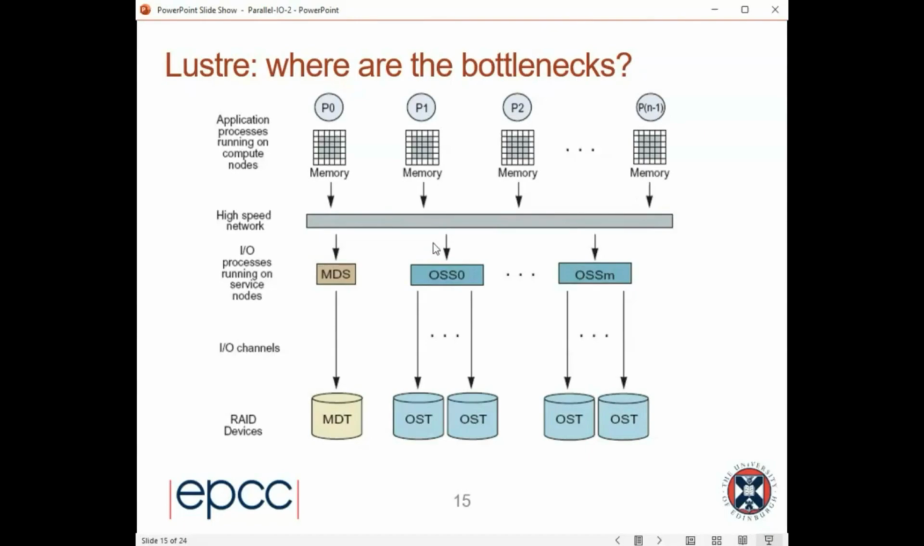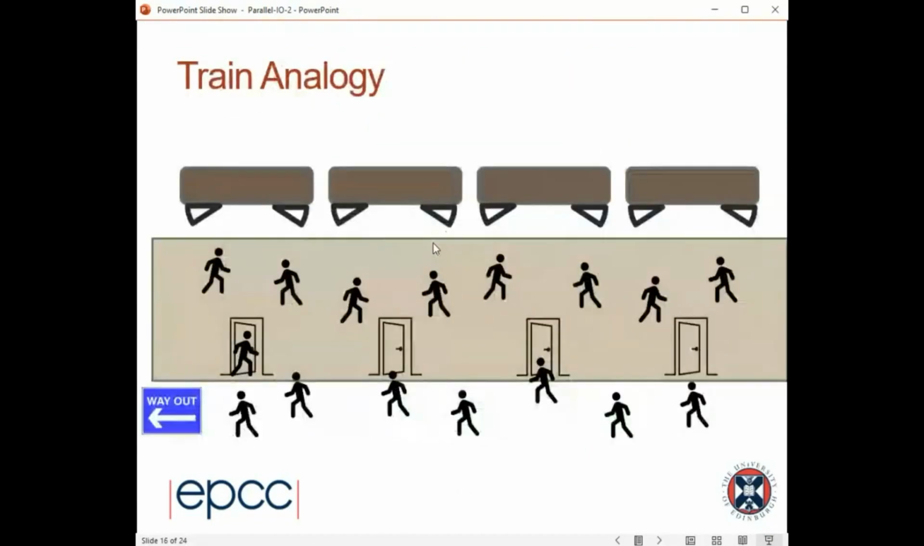I'm going to use an analogy of people leaving a train. I quite like analogies. You may not, but this is mine. These train carriages are our multiple compute nodes. So we have 4 compute nodes. Each compute node has multiple processes on it, and I've represented those by the exit doors from each carriage. The carriages represent the compute nodes. The exit doors represent multiple processes writing from those compute nodes. So here we have 4 compute nodes, and we've got 8 processes writing, 2 from each compute node.